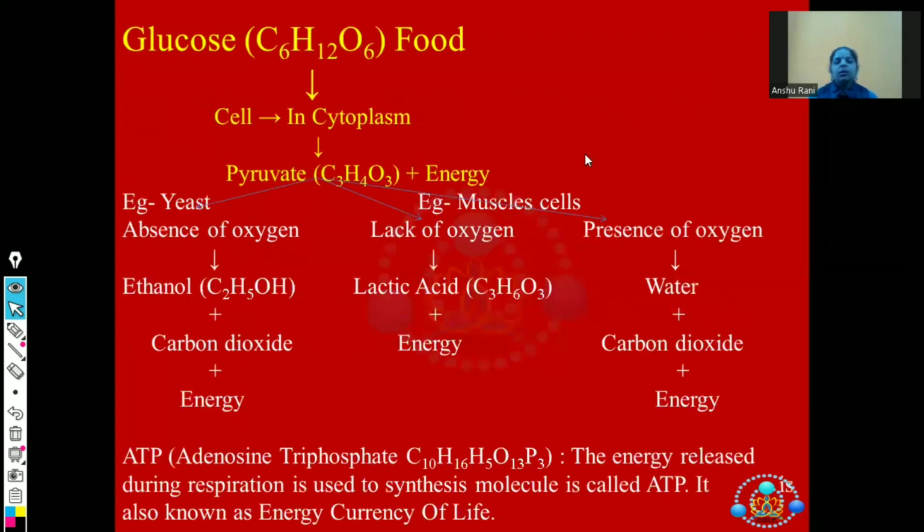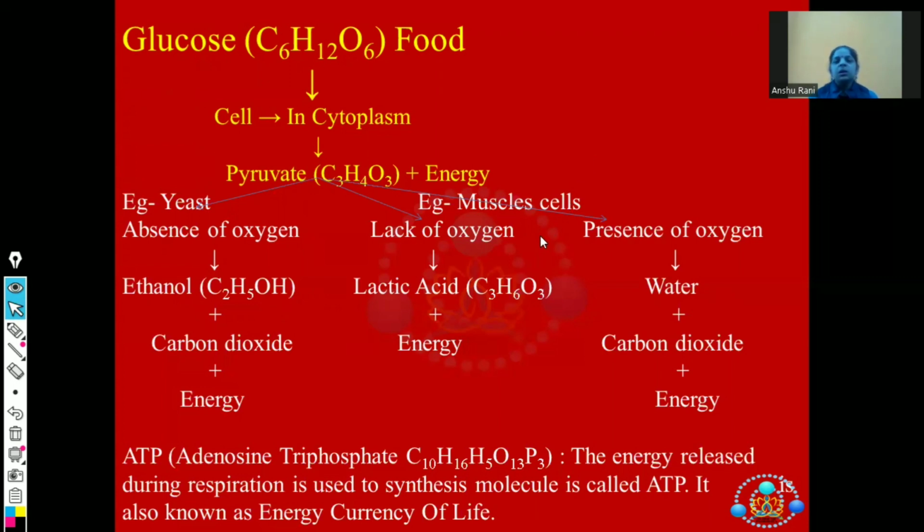Then we are having the cycle. Glucose in food is broken down in the cytoplasm of the cell to form pyruvate. Pyruvate is C3H4O3, and energy is produced in this process. They can further be divided into three parts. Pyruvate in yeast cells breaks down in the absence of oxygen, and conversion to ethanol takes place along with carbon dioxide and energy.